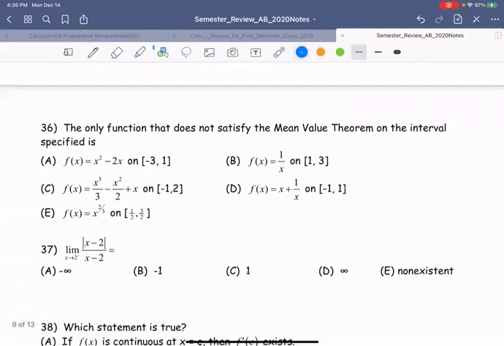Yeah, his answer key doesn't show any work. It just tells us the answer.